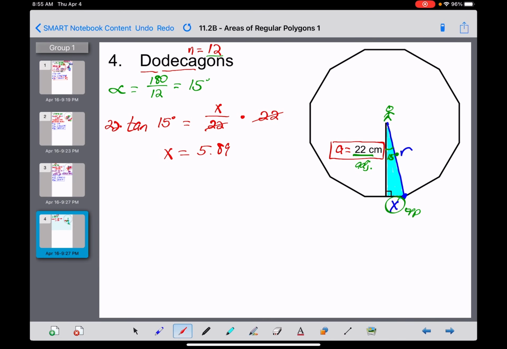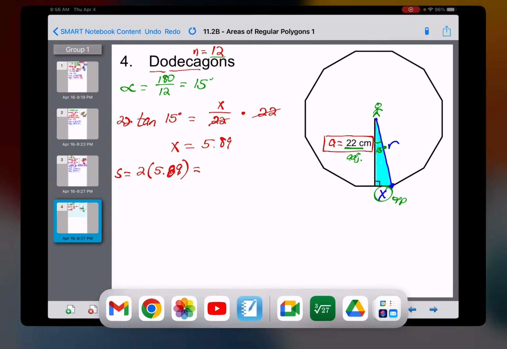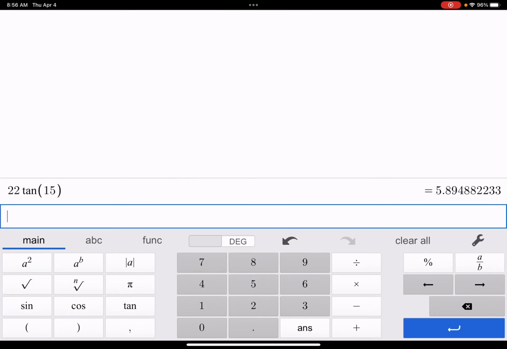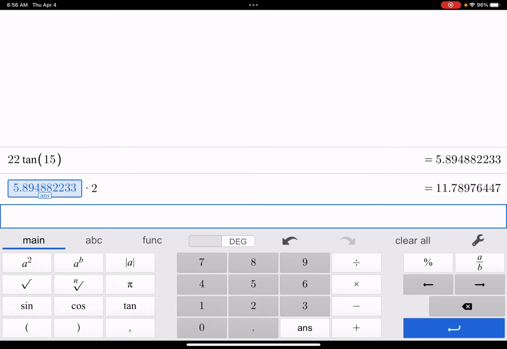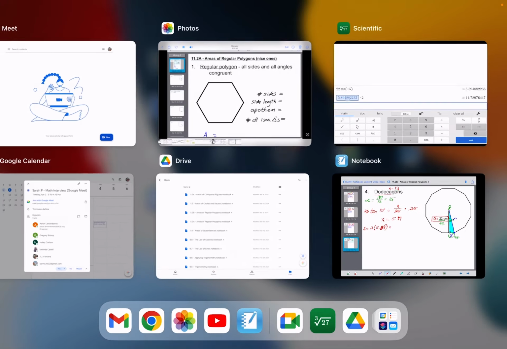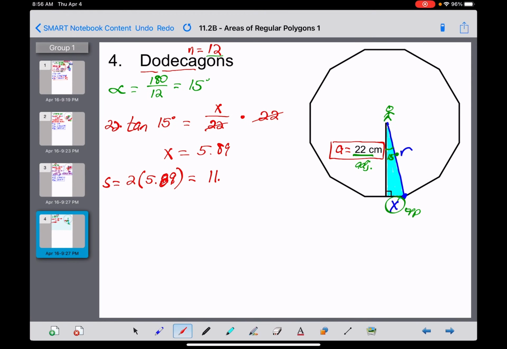Okay, if x is 5.89, we need to find a side length, which is to multiply that number by 2. Always 5.89. There you go. So we're always multiplying by 2 to go from x to a side length. So again, I'm just going to hit answer times 2. You guys can skip the answer part there. 11.79 is the length of one side, and now we need perimeter.